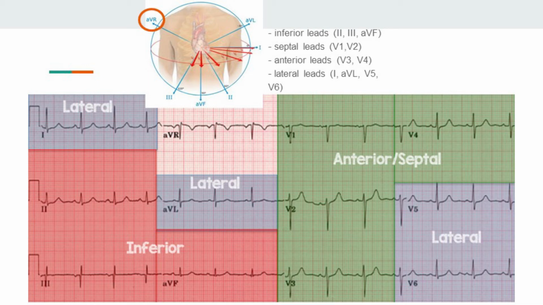And AVR is kind of left alone doing its own thing because AVR is just looking at the right atrium, where there isn't a whole lot happening. On the EKG, you can see the different distributions of these leads and how it can help clinicians figure out what's going on with the patient.